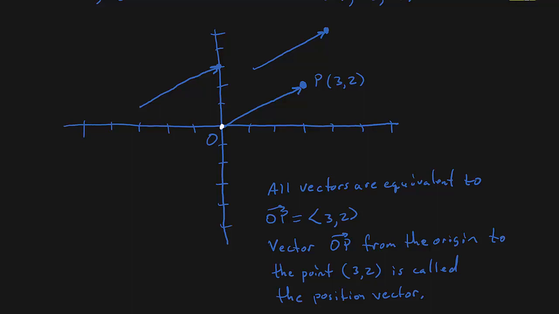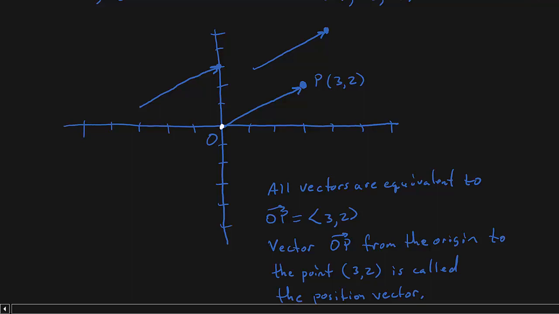All right, so let's talk about these other vectors on here. Notice all of these vectors, comparing them to vector OP. See how vector OP goes to the right 3 and up 2? Well, look at this vector. It goes to the right 3 and up 2. And this one goes to the right 3 and up 2.